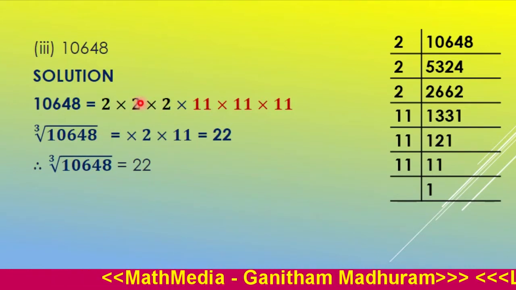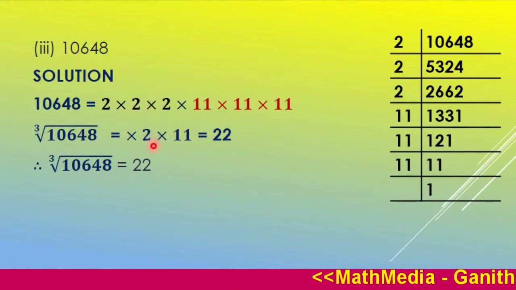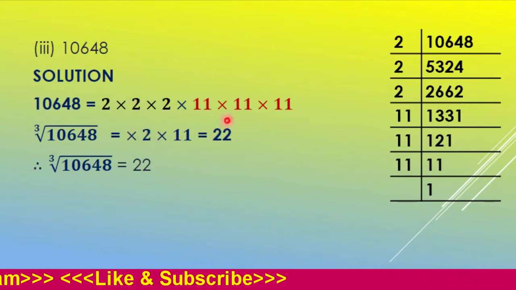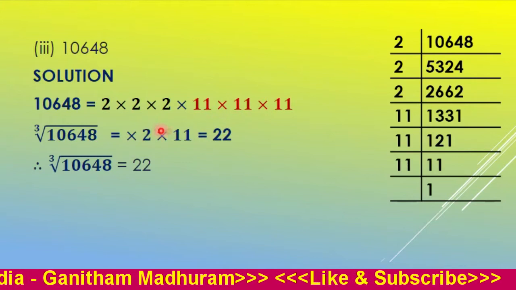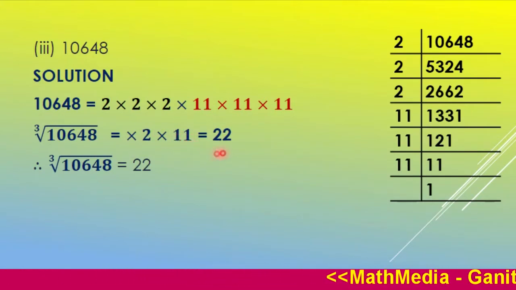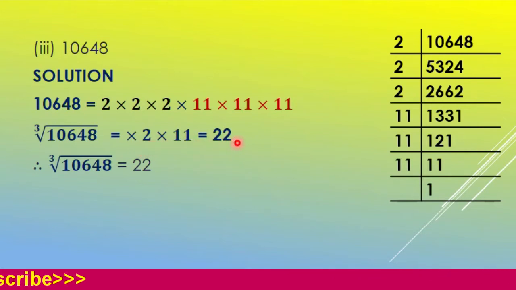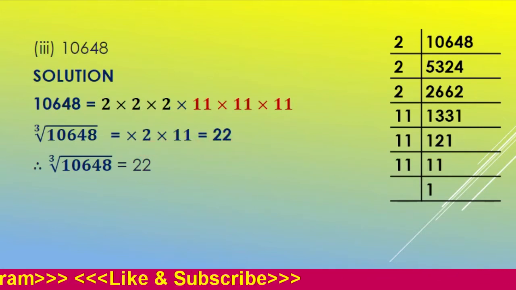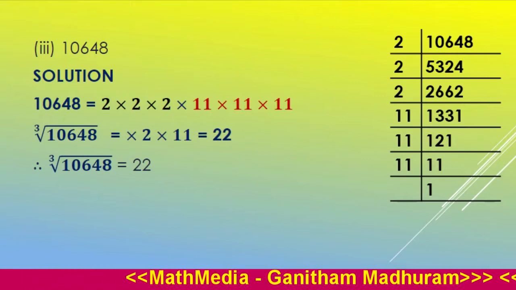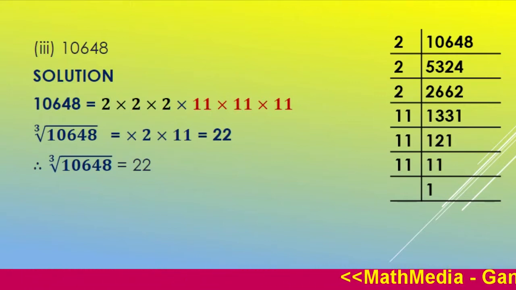Now finding the cube root of 10,648, from each group we can take one number. So from the first group I am taking this 2 and from the second group I am taking 11. Now the product will be the answer, that is 2 into 11 is 22. Hence cube root of 10,648 equal to 22.